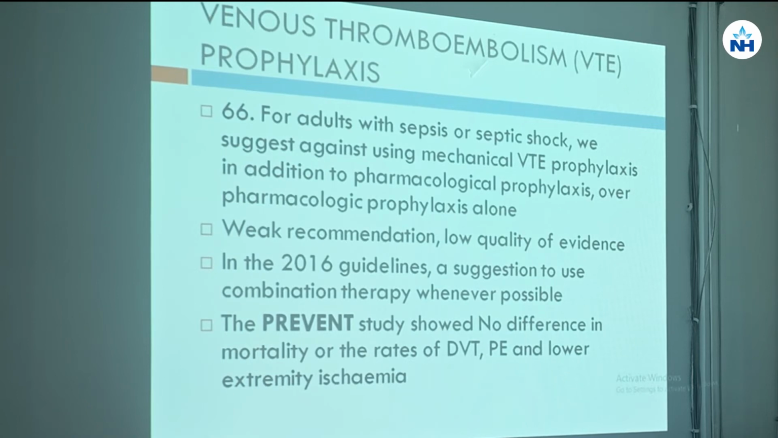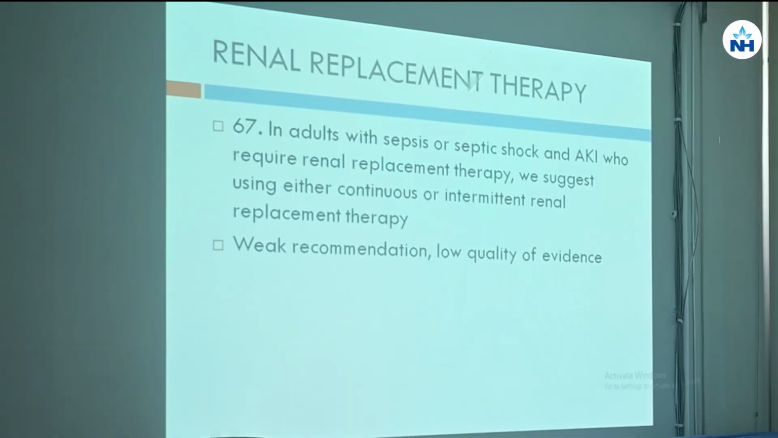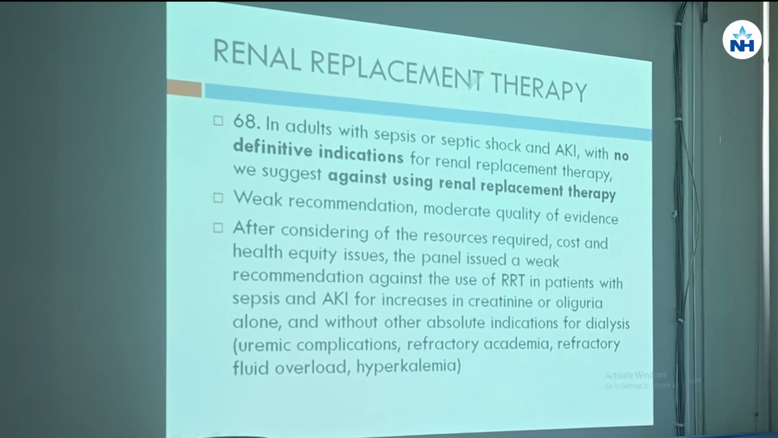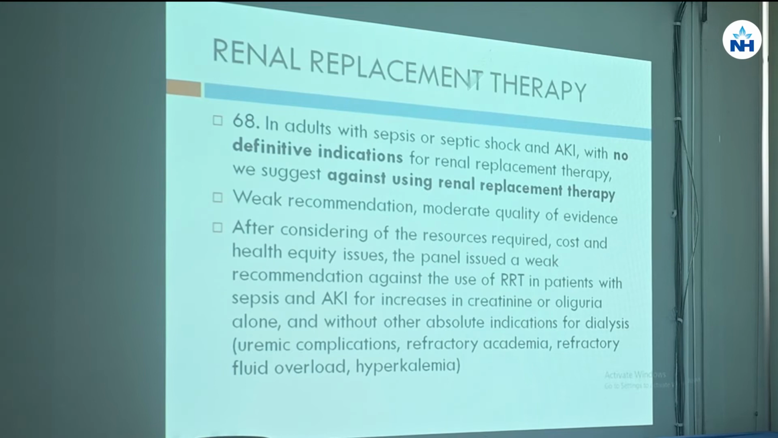limb ischemia between these. For sepsis or septic shock and AKI who require renal replacement therapy, we suggest using either continuous or intermittent renal replacement therapy. It is a weak recommendation and low quality of evidence. In adults with sepsis or septic shock and AKI with no definitive indication for renal replacement therapy, we suggest against using renal replacement therapy. Weak recommendation and moderate quality of evidence.